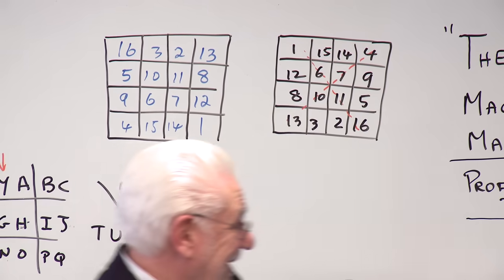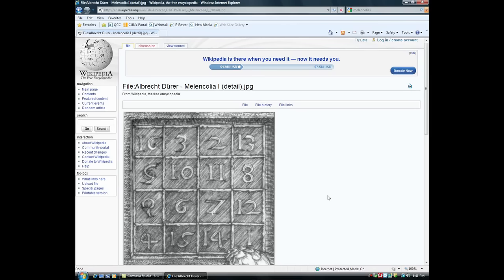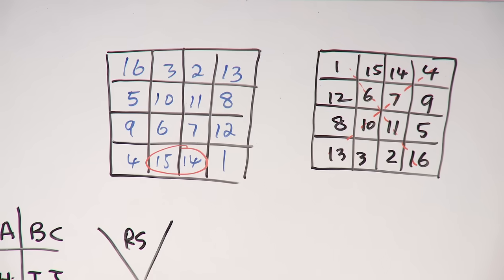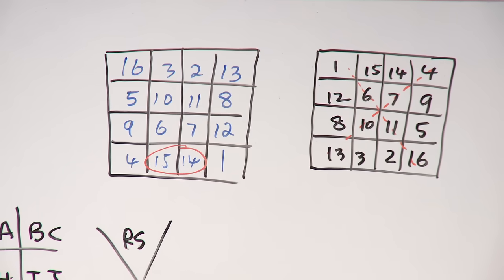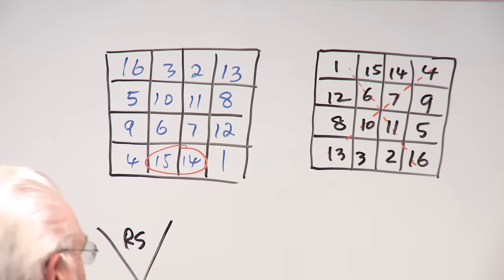But this carving he did in 1514. If you look at the magic square that he has in the carving, you see that cleverly he arranged it so that the date of the carving is the middle two numbers in the last row. Which is very clever. This guy was pretty sharp. Now let's see how he did this.